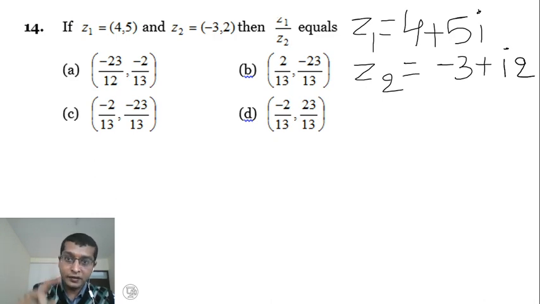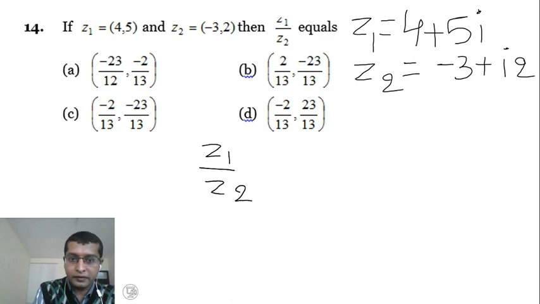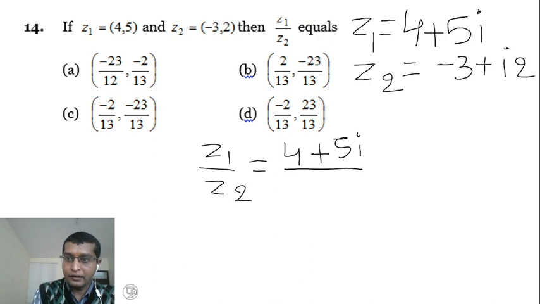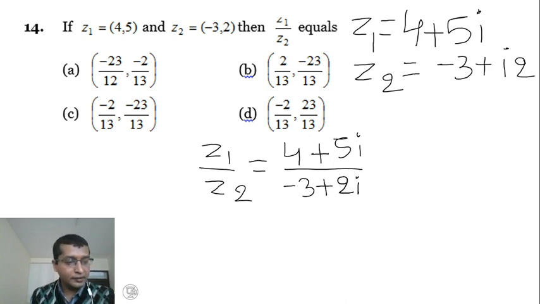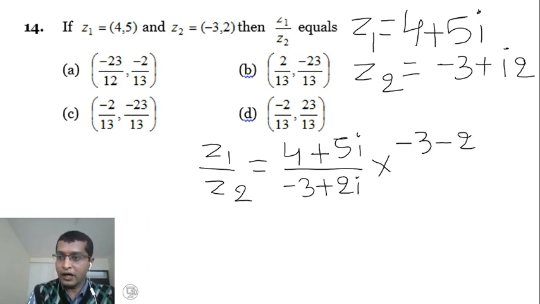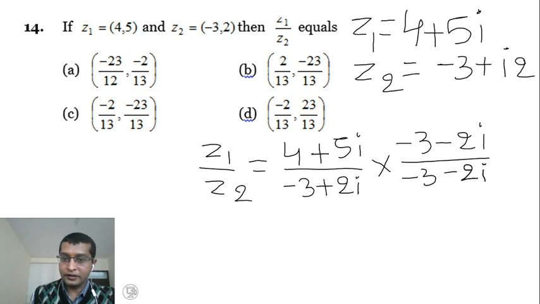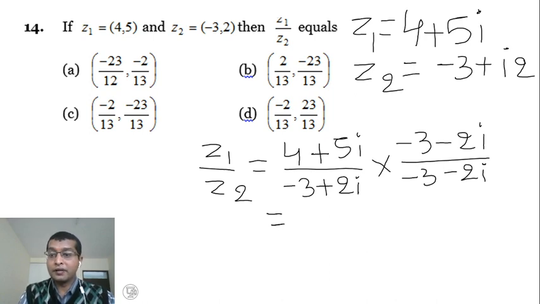Then z1 divided by z2 is equal to, yes, for that I take z1 divided by z2, then substitute the values, (4 plus 5i) divided by (minus 3 plus 2i). Then the denominator is a complex number, so we have to take its conjugate, minus 3 minus 2i, then minus 3 minus 2i, right? So further we have to simplify. Here it is not of any of the standard forms, so (a plus b) into (c plus d).